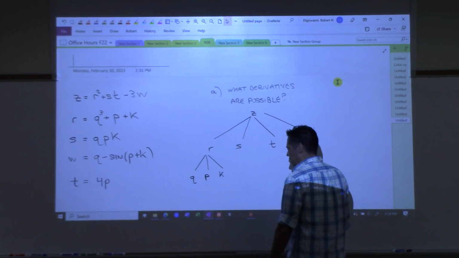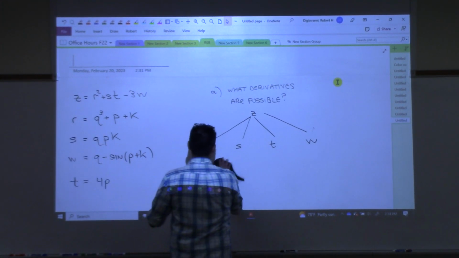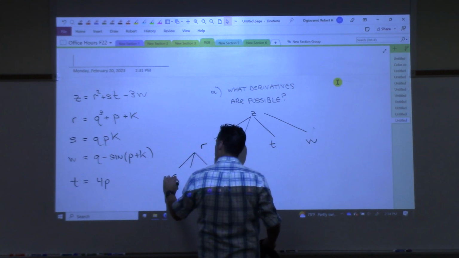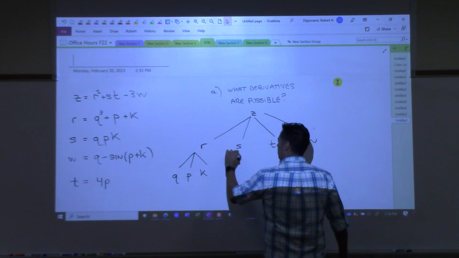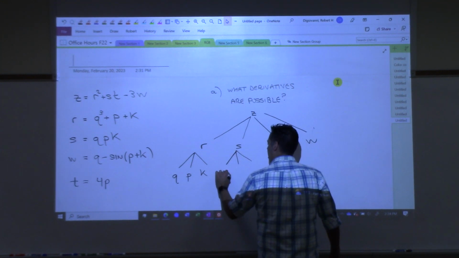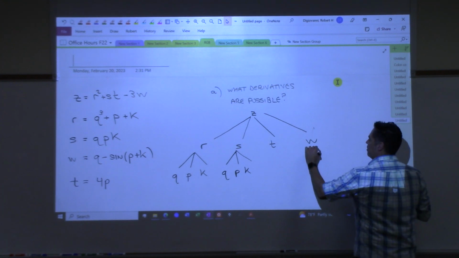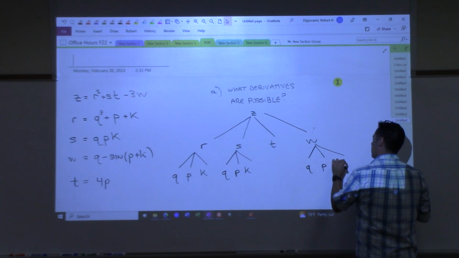It's getting a little tight in here. Let me spread this out a little bit. Let me move my R over. R is over here. So R depends on Q, P, K. What does S depend on? Q, P, K again. All right, let's skip T for now. What does W depend on? Q, P, K, right?